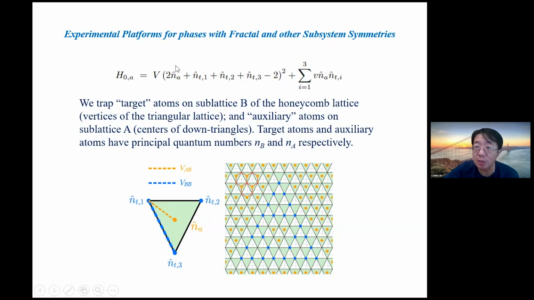If you expand this term, you'll see that it involves the nearest neighbor interaction between n_A hat and n_T hat. It means it involves a two-body interaction between the auxiliary atom at the center of the triangle and the target atom at the vertex of the triangle. It also involves the neighboring interaction between two target atoms. So let's say we can realize this model first, and then later I will talk about how to realize it. Let's see why this model can simulate the Sierpinski triangle three-spin model, the three-body model.